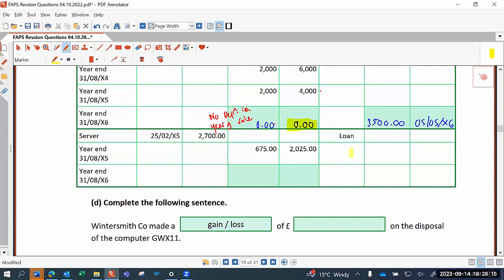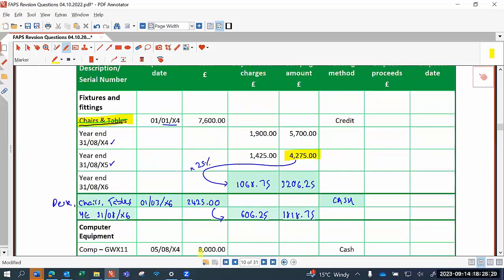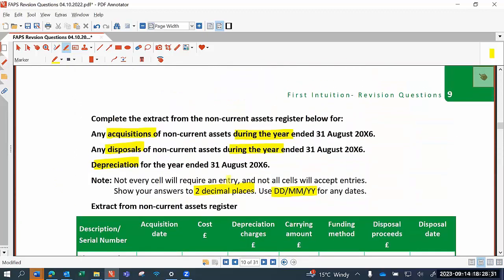All right. The next one is a server. The server was purchased in X5. It's got 1 year of depreciation so far. We've got more depreciation still to do. What do we know about depreciation of the server? We can only depreciate things if we know the policy.